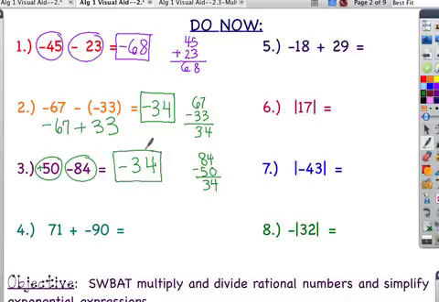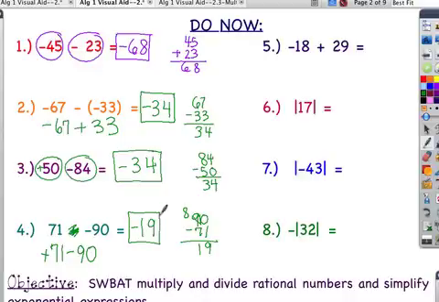Now number 4, the plus sign and the minus sign are right next to each other. They are enemies, and they get in a battle where the plus sign always loses. So we have 71 minus 90. Now we have different signs, so they get subtracted. 90 minus 71 gives us 19. Take the sign of the higher number, which is negative.